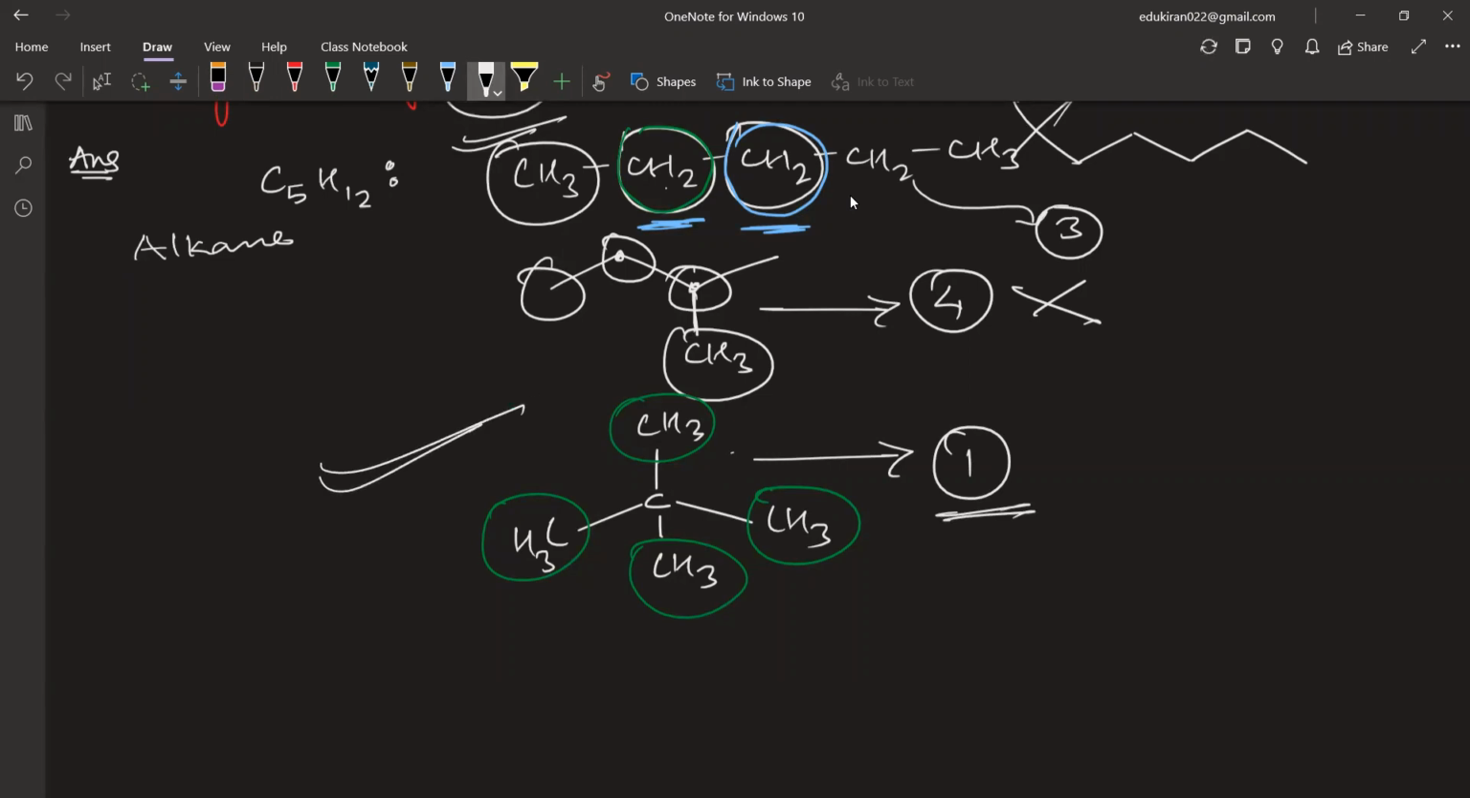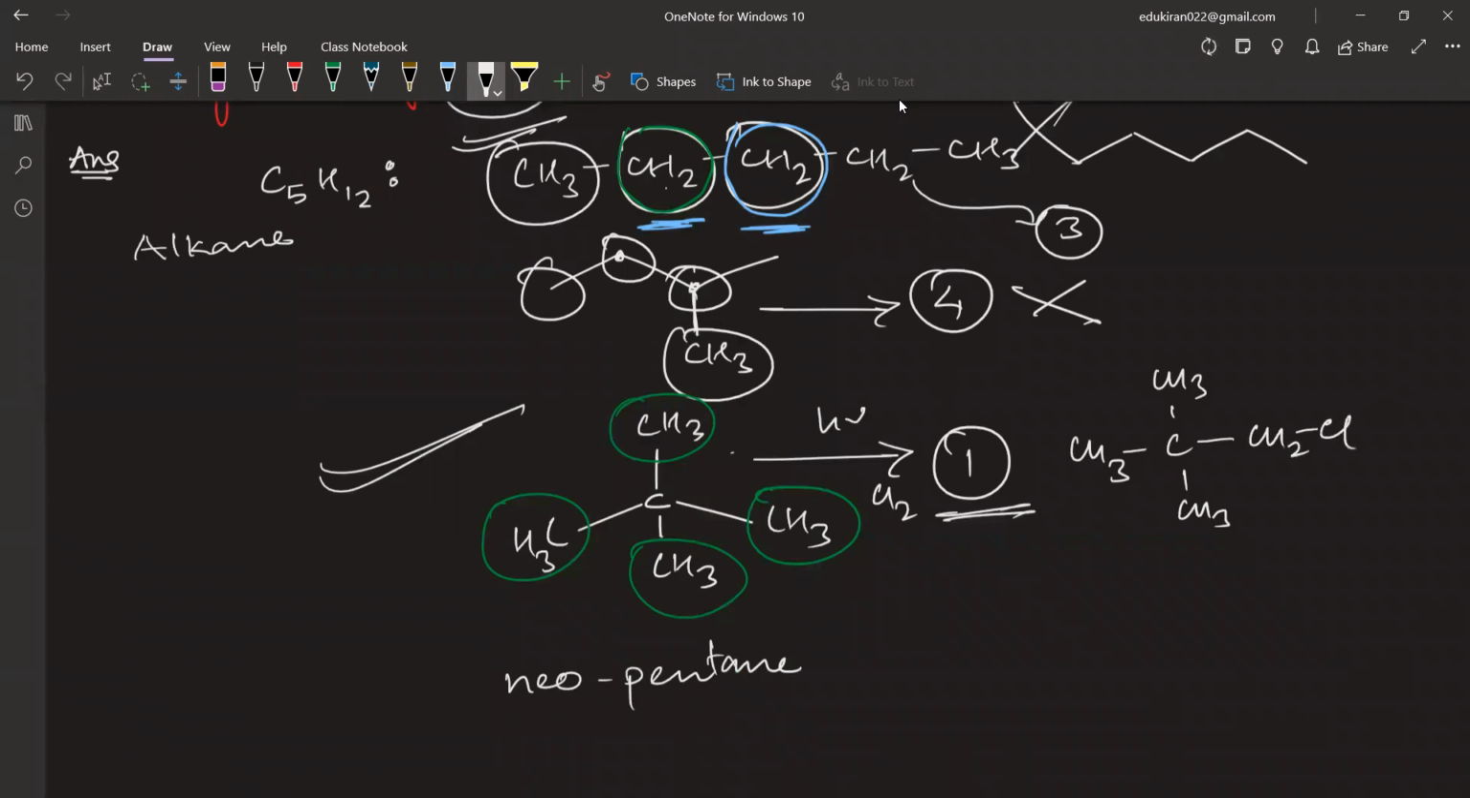Did everyone understand this? Yes or no? Please tell me. Please write: the name of this structure is neopentane. And when it reacts with Cl2 in the presence of light (h nu), it will give me CH3, carbon, CH3, CH3, CH2Cl. I hope we have done this naming. This will be neopentyl chloride. Okay, neopentyl chloride. Please write this.